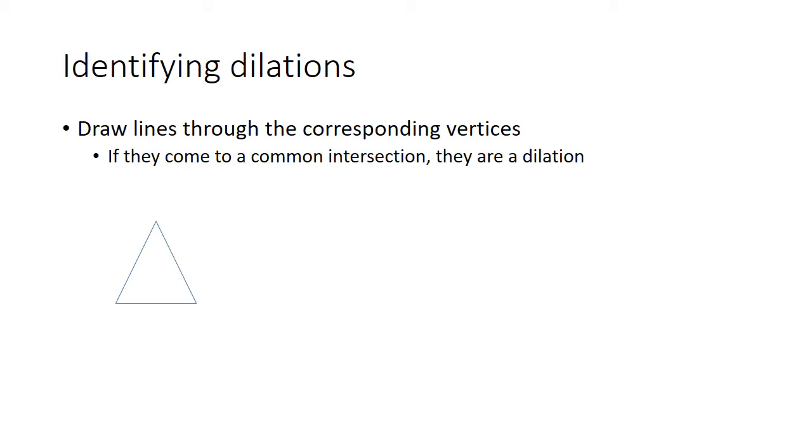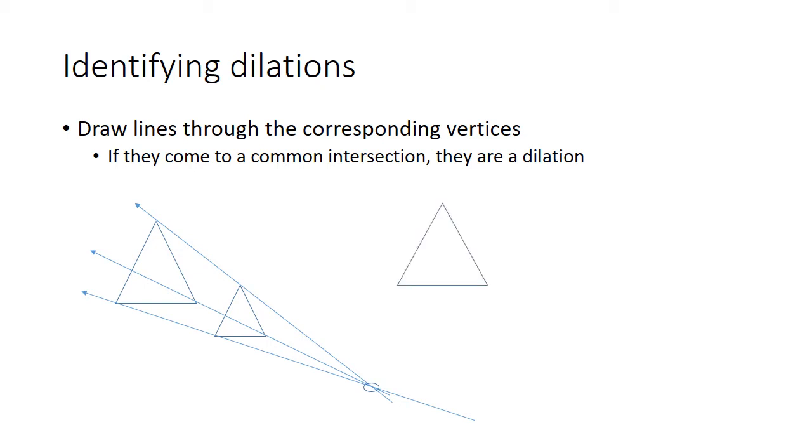So let's say we have this triangle and this smaller triangle, and we want to know if the smaller one is related to the bigger one by a dilation. We're going to take the corresponding vertices and draw lines through them. Now my lines aren't exactly perfect because it's really hard to get lines to match up perfectly on PowerPoint, but you can see where they intersect. That would be the center of dilation, right?